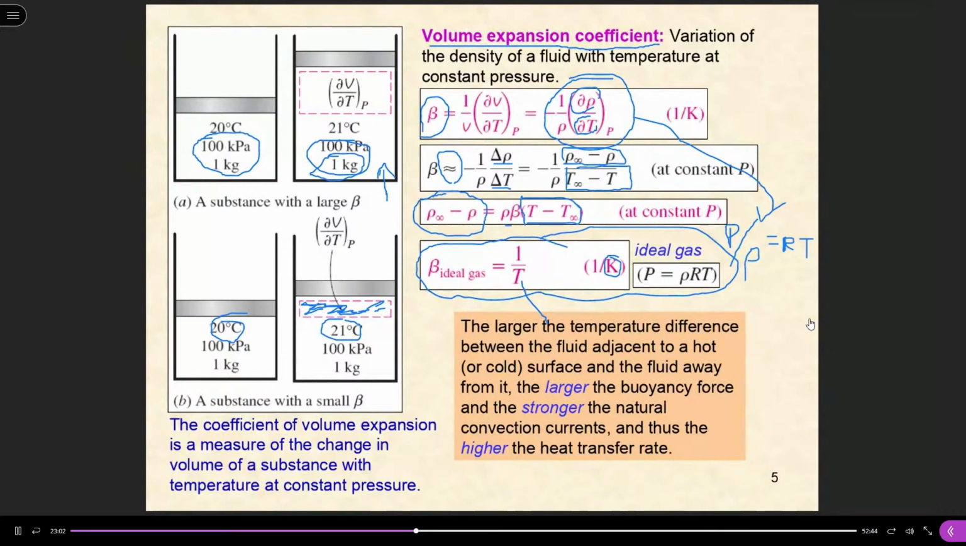For example, for air that has a temperature of 27 degrees C, its absolute temperature will be equal to 273 plus 27. It should be 300 Kelvin.